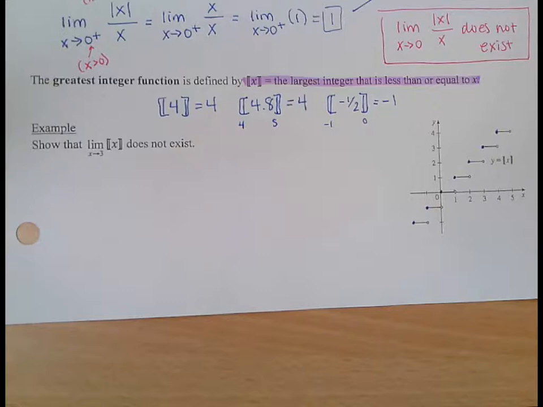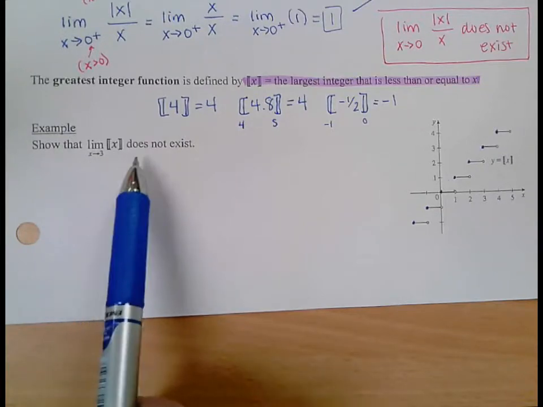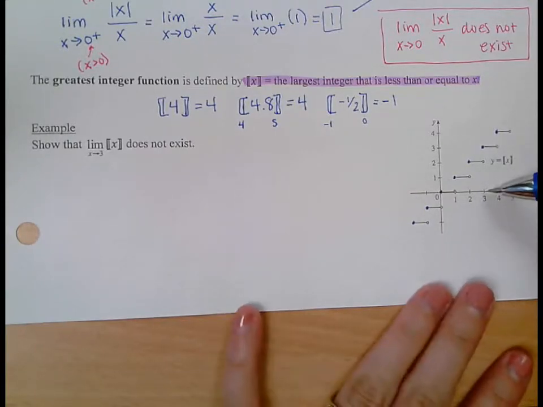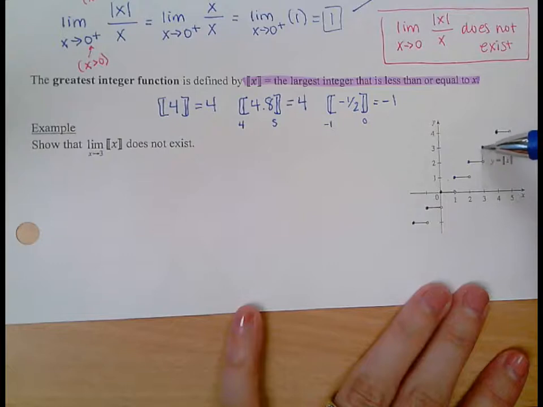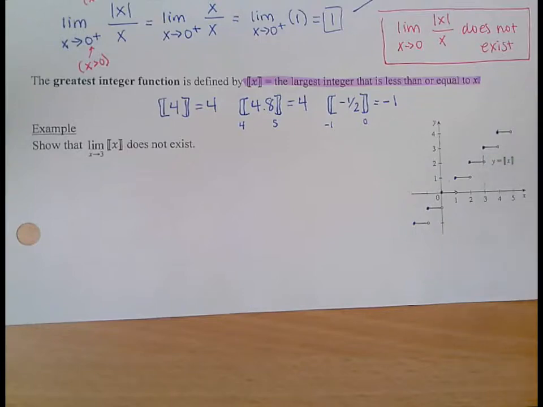I can explain that more if you have questions about the greatest integer function. However, the focus here is showing that the limit as x approaches 3 of the greatest integer function doesn't exist. We can look at the graph and see that. If we focus on the x value 3, if you approach 3 from the left side, you're approaching the y value 2, and if you approach 3 from the right side, you're approaching the y value 3. So you can see graphically why it doesn't exist.